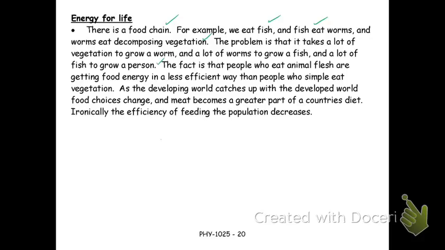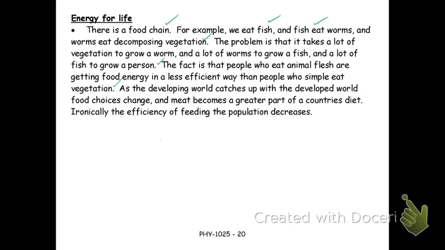So meat is great, and fish is great, but it's incredibly inefficient as an energy source. The fact is that people who eat animal flesh are getting food energy in a much less efficient way than people who simply eat vegetables.